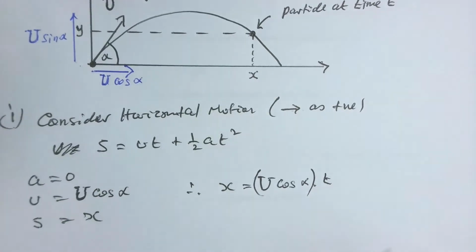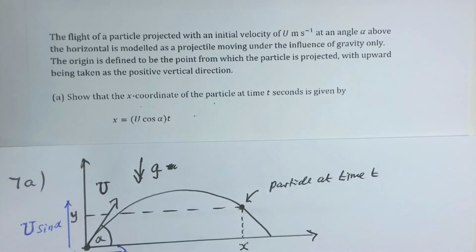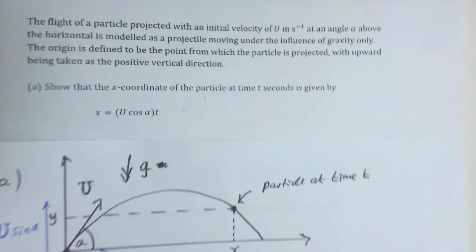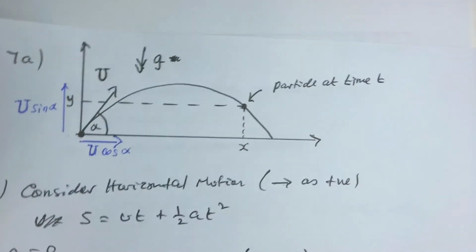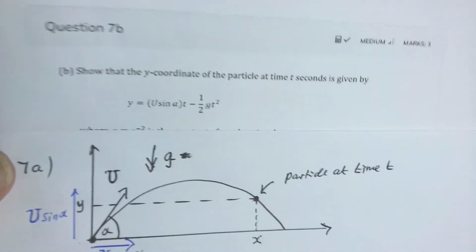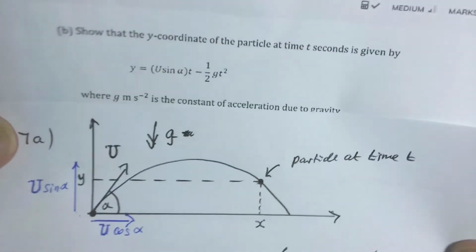And that's what we were asked to show in the question: x equals u cos alpha t. So it all follows on from there. Okay, now let's look at 7b.